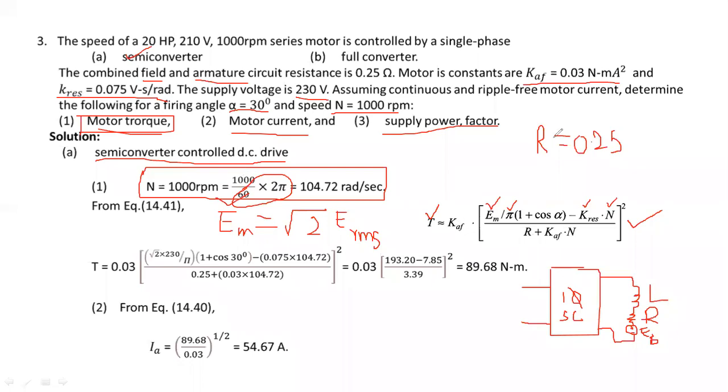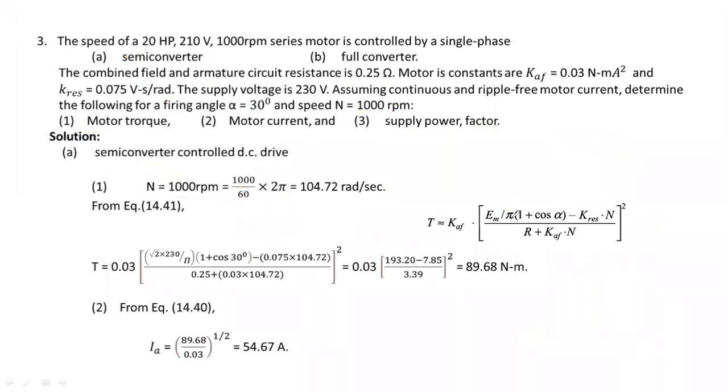And the resistance value is given as 0.25 ohms. See here in the problem, the complete resistance is given as 0.25 ohms. So substitute here. And KF we already know, which is 0.03 Newton meter per ampere square, into the speed in radians per second. So all the parameters are given in the problem. Directly substitute all these values in this formula.